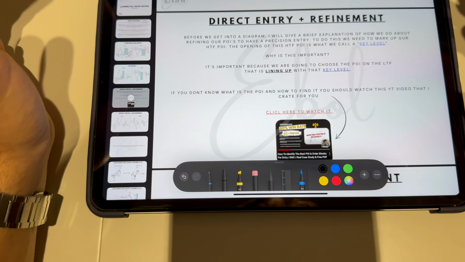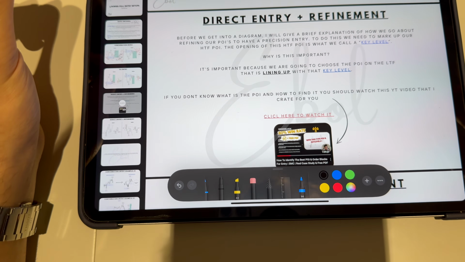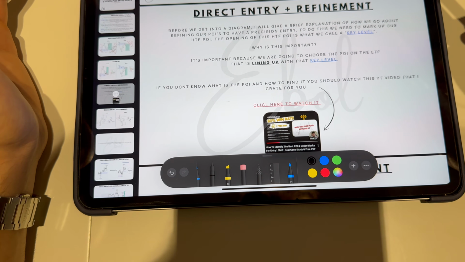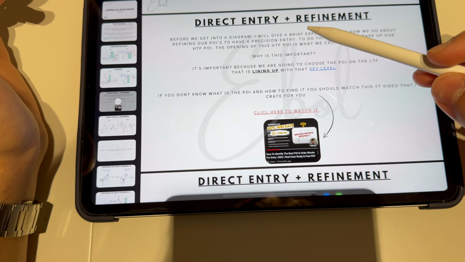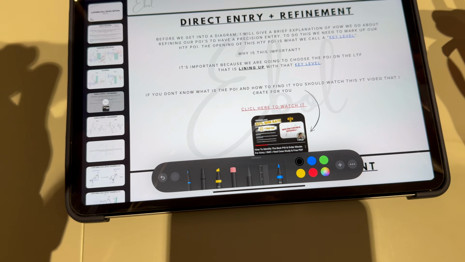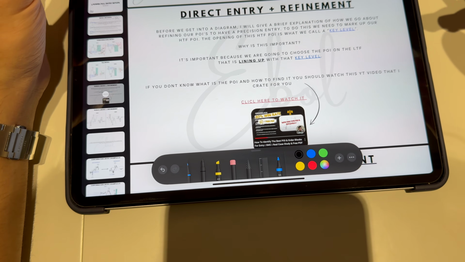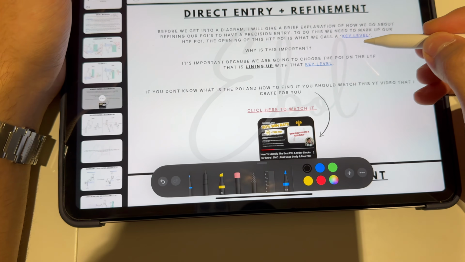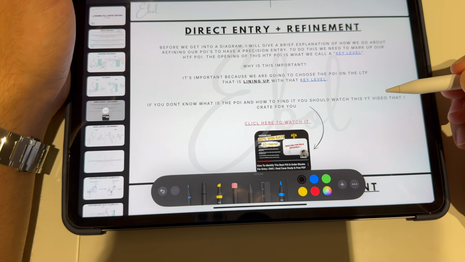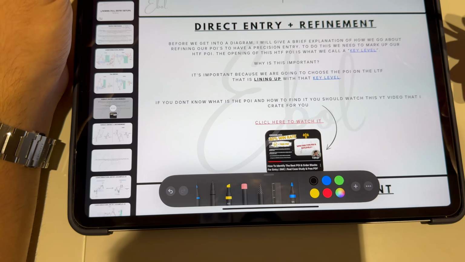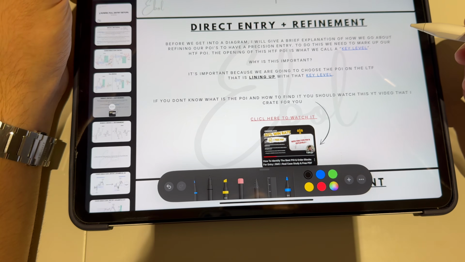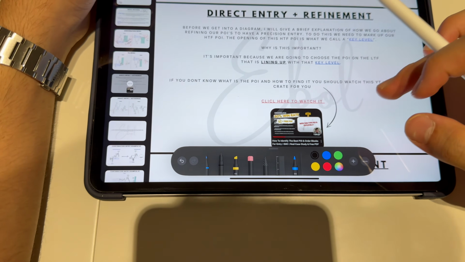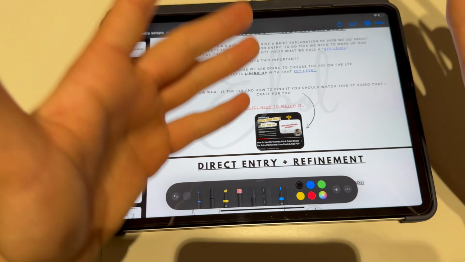Before we get into a diagram, I will give you a brief explanation of how we go about refining our POIs. To have precision here, we need to mark up our high time frame POI. The opening of this high time frame POI, we call this the key level. Why is this important? It's important because we are going to choose the POI on the low time frame that's lining up with our key level.